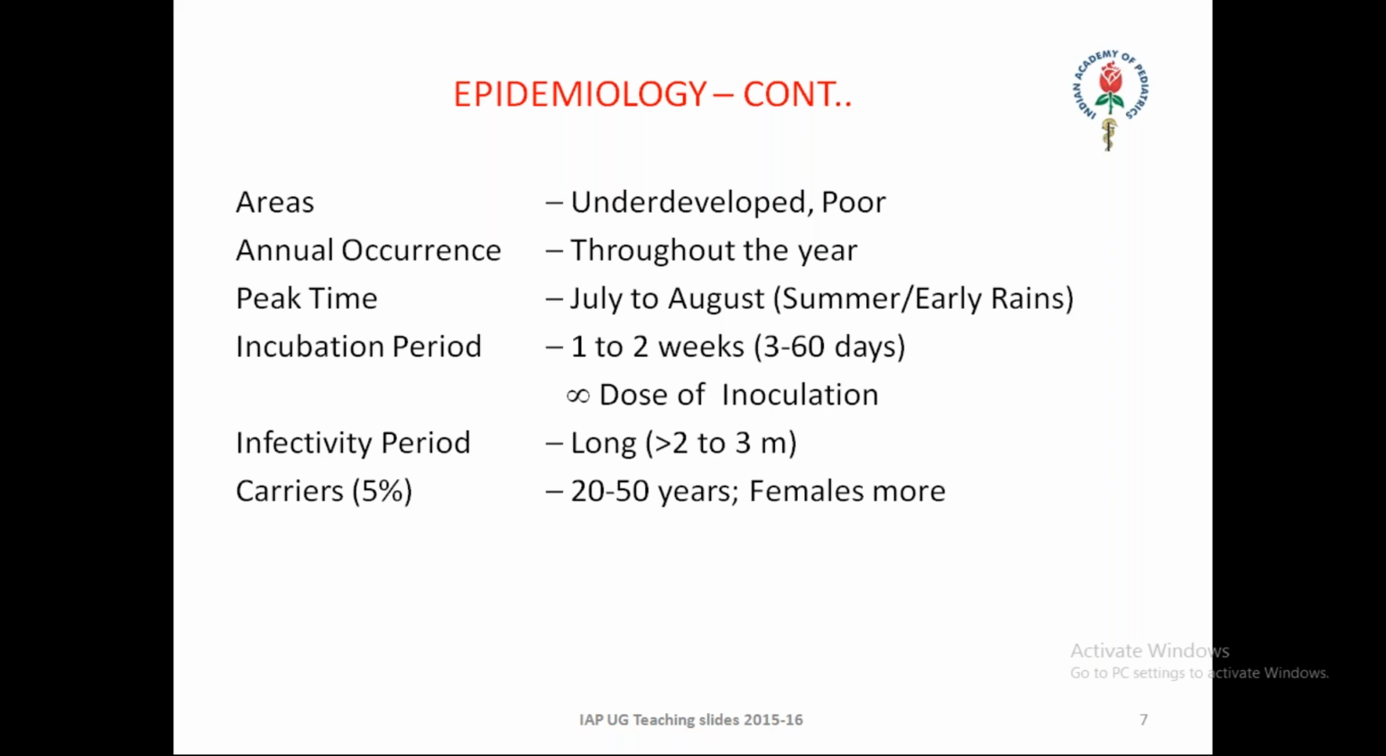That is the early rain. Where early rains are seen, that is the peak time. The incubation period is 1 to 2 weeks, or 3 to 60 days, and this is the period related to the dose of inoculation. The infectivity period is very long, greater than 2 to 3 months in some cases. Carriers are a very small percentage, luckily, because sometimes lifetime carriers might be seen. Only 5% are carriers, and they carry for 20 to 50 years, and females are more often carriers.